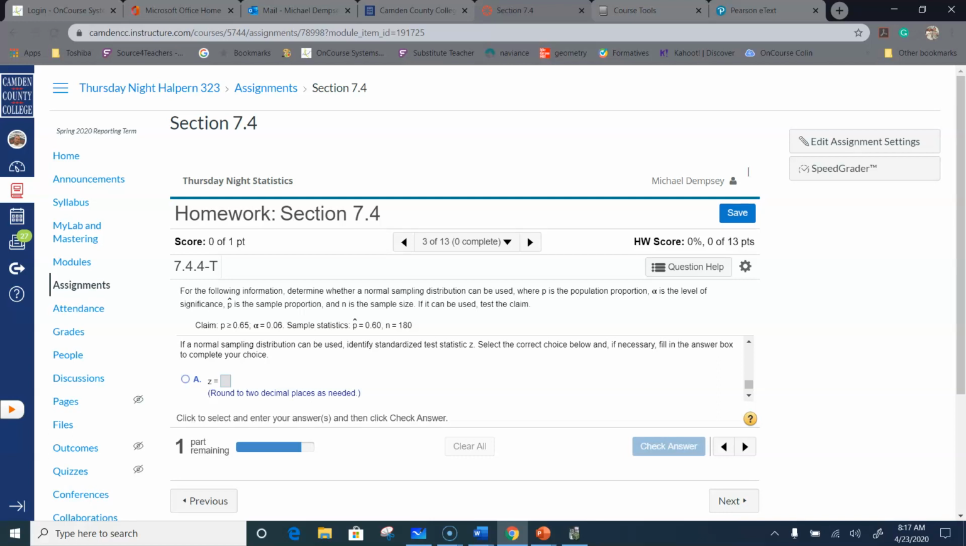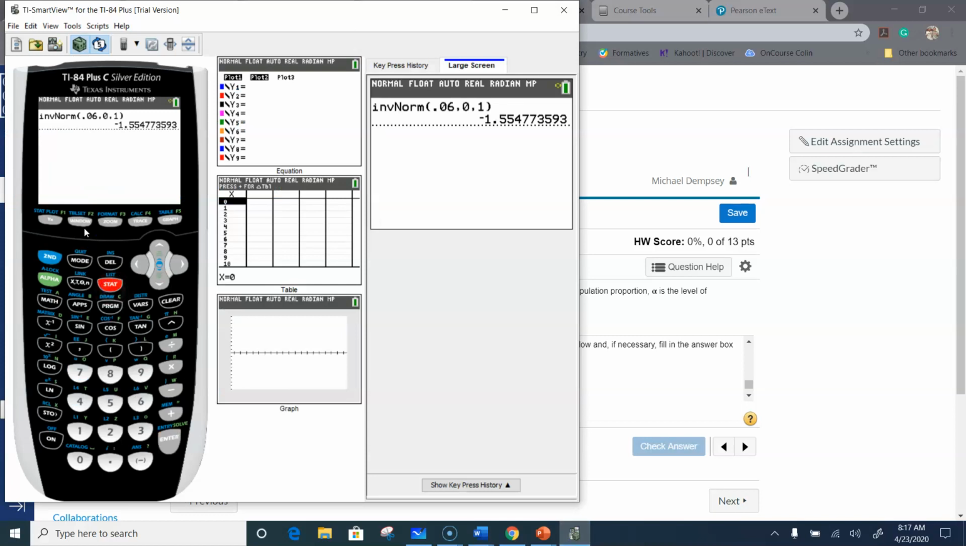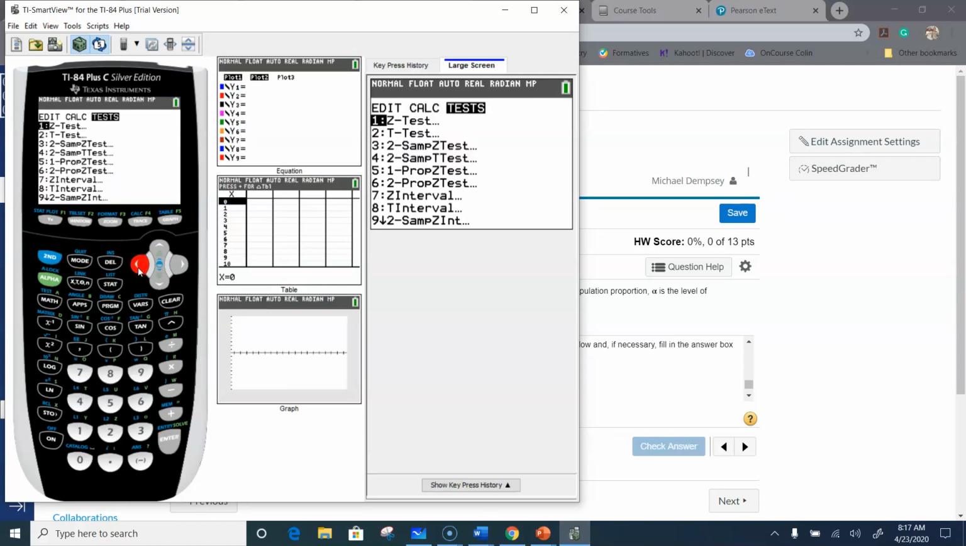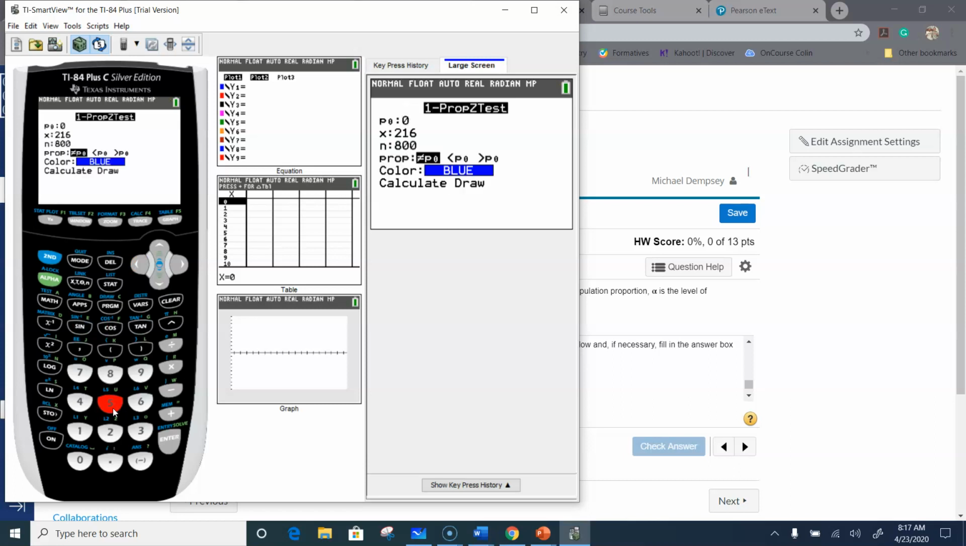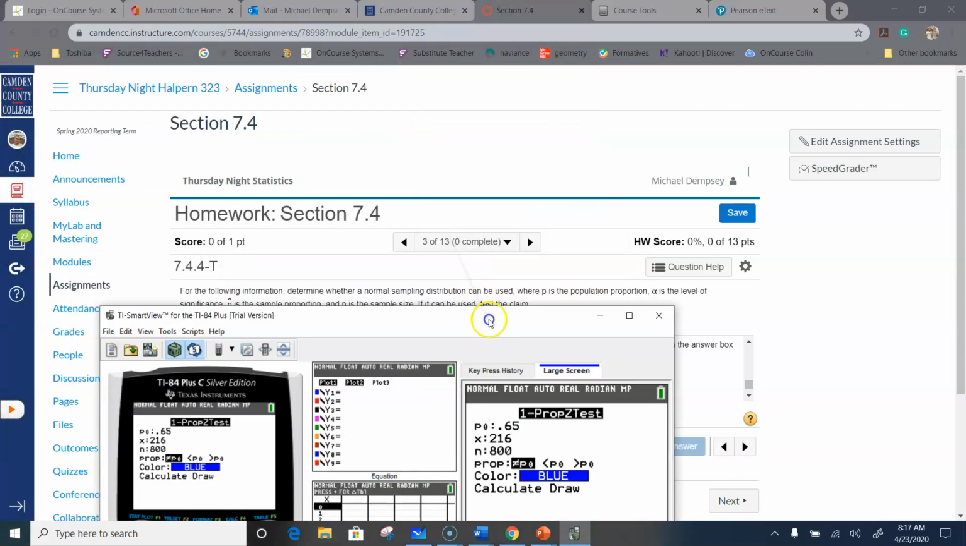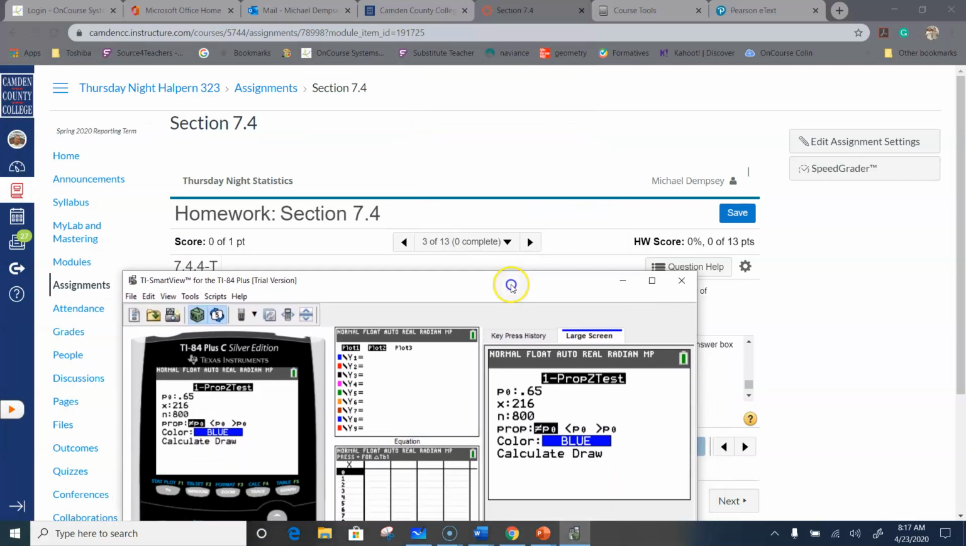Again, I'll let the calculator do the work here. We got a p-hat of 0.6. So let's see what that looks like. So we go to stat, test, and this is a 1 proportion z-test. Okay, so in the 1 proportion z-test here, our null hypothesis was that p was equal to 0.65. Now, they don't actually give us x here, right? They just say p hat was 0.6.